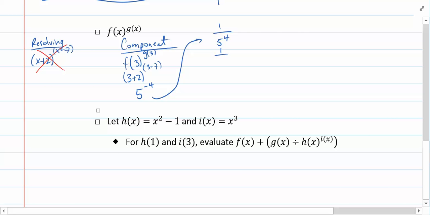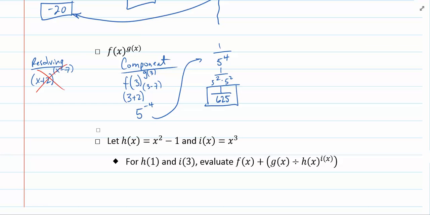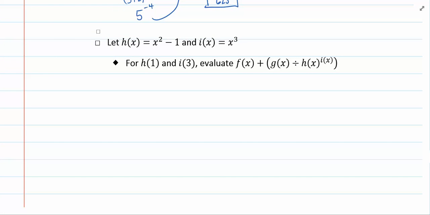And to do that, I'm thinking to myself, well, this is 5 squared times 5 squared. That's 25 times 25, and I remember from my power rules, from my squaring values, 25 times 25 is 625. And we have now completed this problem when x is equal to 3 by solving each component first. We'll finish out this video with one final example.